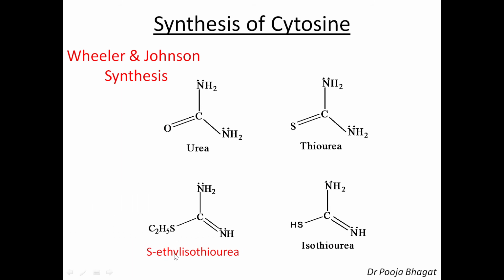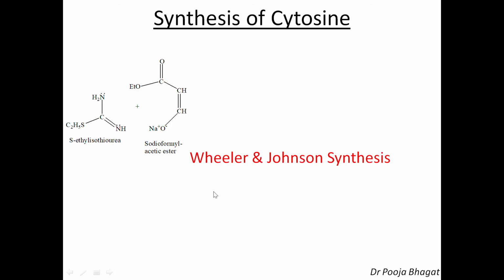S-ethyl means that the ethyl group is attached to sulfur. So this is S-ethyl isothiourea. Okay, so now we'll start the method, the synthesis. This is S-ethyl isothiourea. This, all of you know, is sodium formyl acetic ester. So you can easily write down the steps, a few steps.